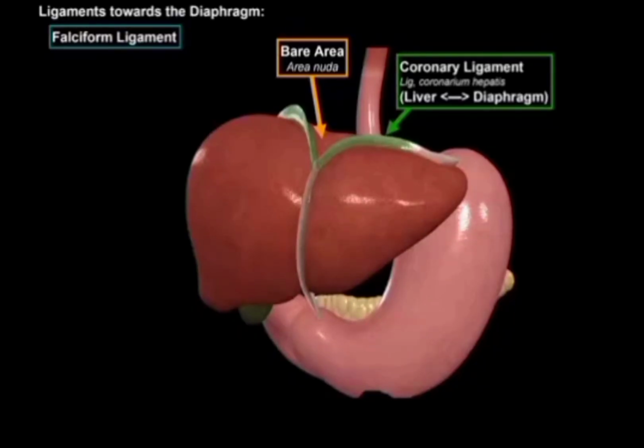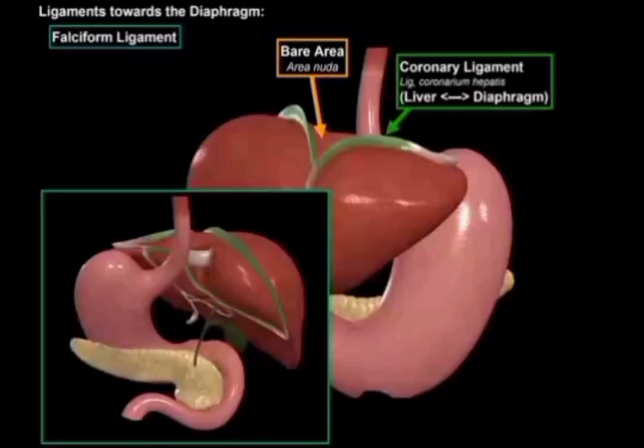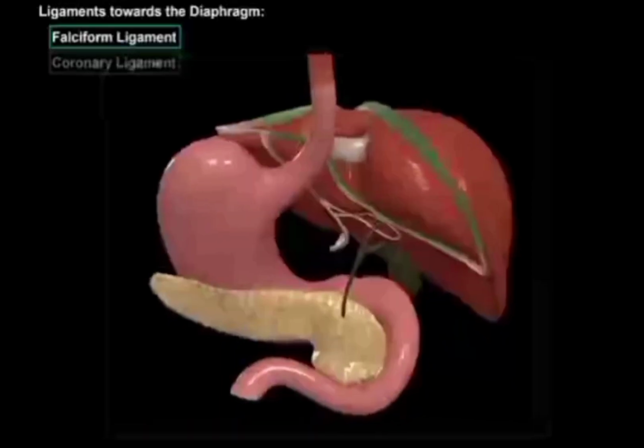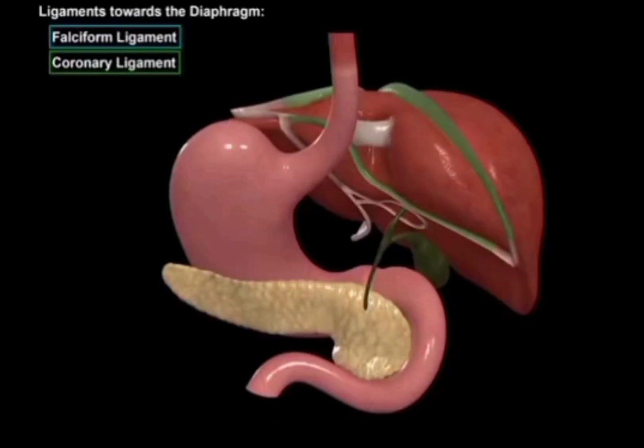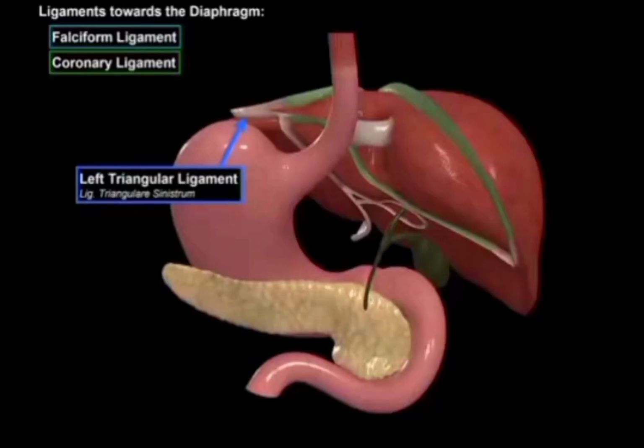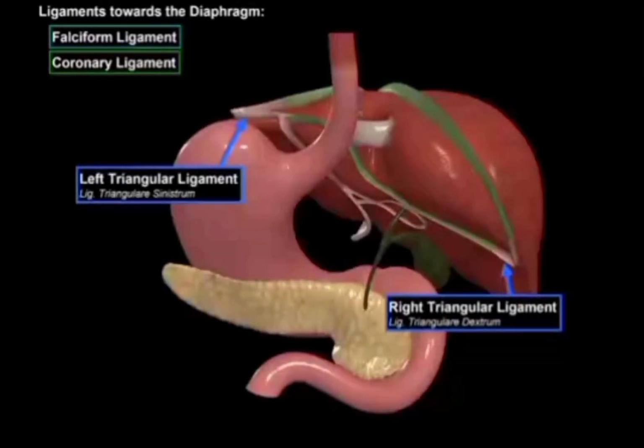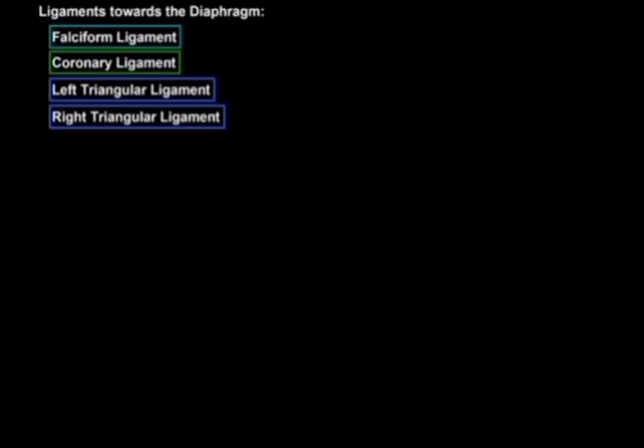So if we look at the liver posteriorly, we'll be able to properly see the coronary ligament surrounding the bare area. Alright, so now we have 2 more ligaments we can see on this model, and these are the triangular ligaments. We have the left triangular ligament and the right triangular ligament. They kind of resemble a triangle as you see here. So that was all the ligaments towards the diaphragm.